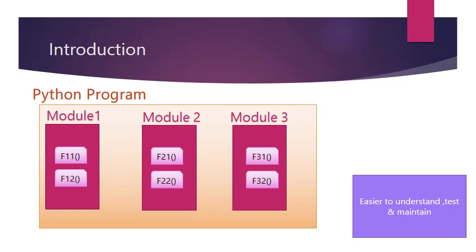Each module might have more than one function. In module 1, I have two functions named f11 and the second one named f12. That means first module's first function, first module's second function. Likewise, in module 2, I have f21, f22. Then in module 3, I have f31 and f32.